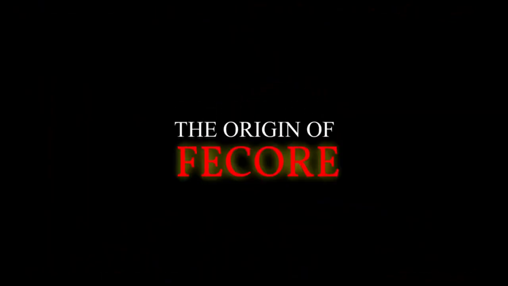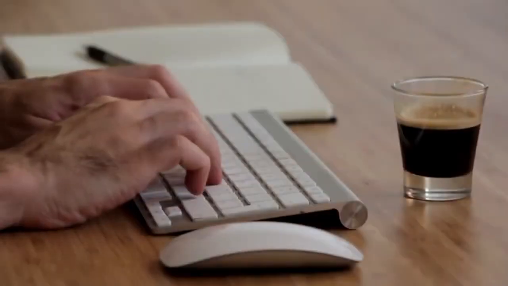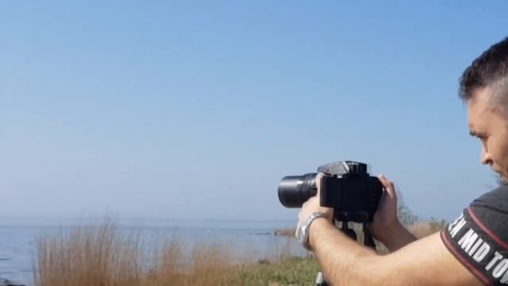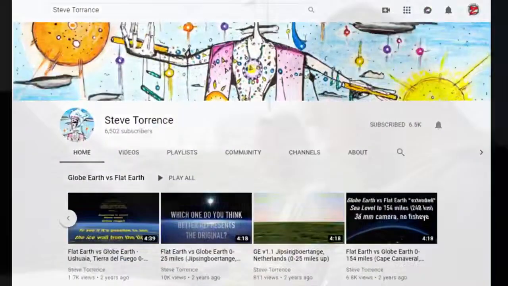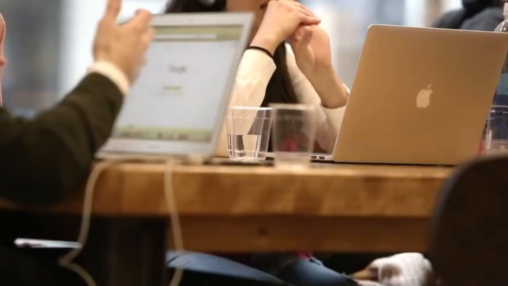The origin of FE Core. Before FE Core was formed, 3 independent researchers became aware of the need to perform accurate observations regarding the Earth and other celestial bodies. Steve, Zach, and Mike had seen videos of each other's research. They began working together to publish their research on the internet. In time, they added other people to their informal research group.